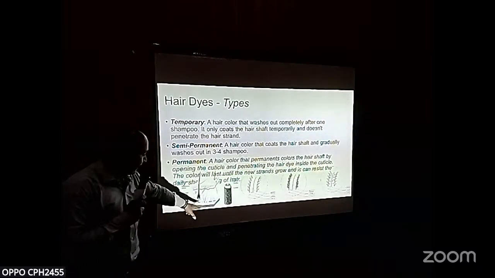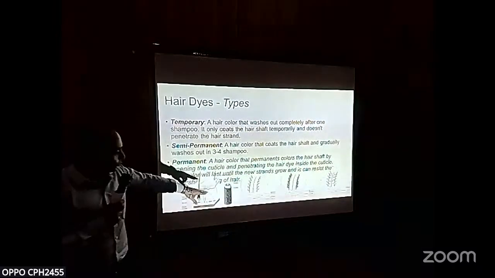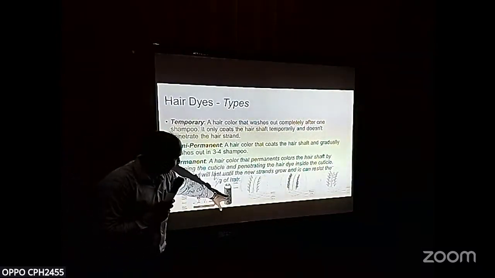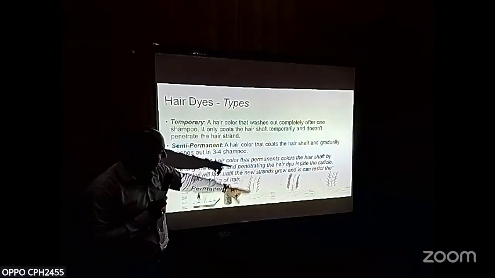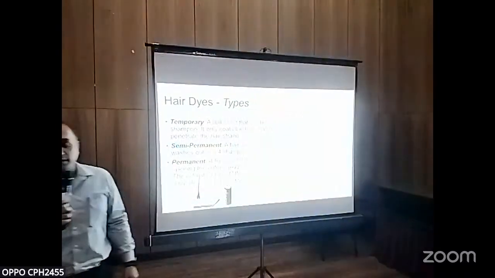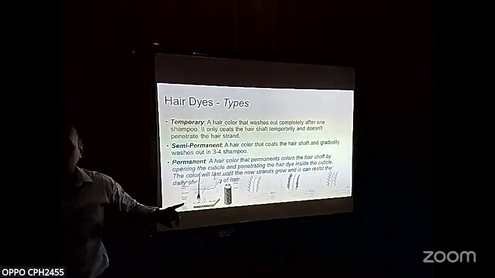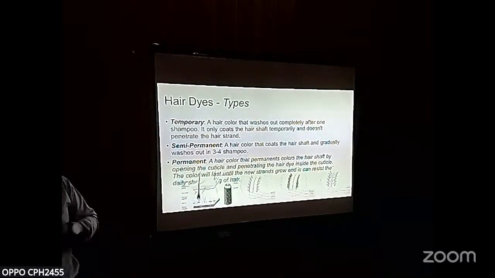You can see the cuticle. There is a cuticle and the cortex. The dyes which penetrate inside the cuticle are called semi-permanent dyes, and the dyes which penetrate into the cortex are called permanent dyes. That's why permanent dyes stay for a minimum of 3 to 4 months, until the new strands come out.